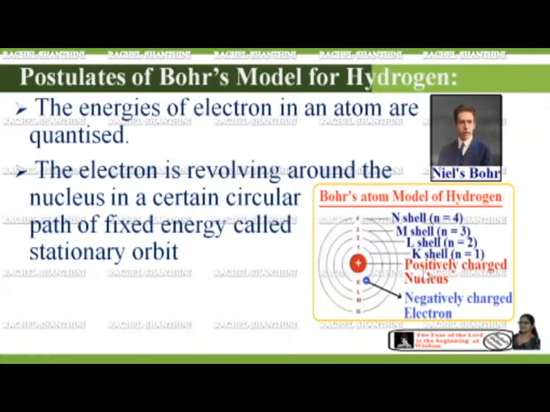According to Bohr's atom model, the positively charged nucleus is present at the center of the atom and the negatively charged electron is revolving around the nucleus in certain circular paths of fixed energy called stationary orbits. These orbits are associated with definite energies and are also called energy shells or energy levels. They are numbered as 1, 2, 3, 4 and so on, or they can be named as K shell, L shell, M shell and N shell respectively.